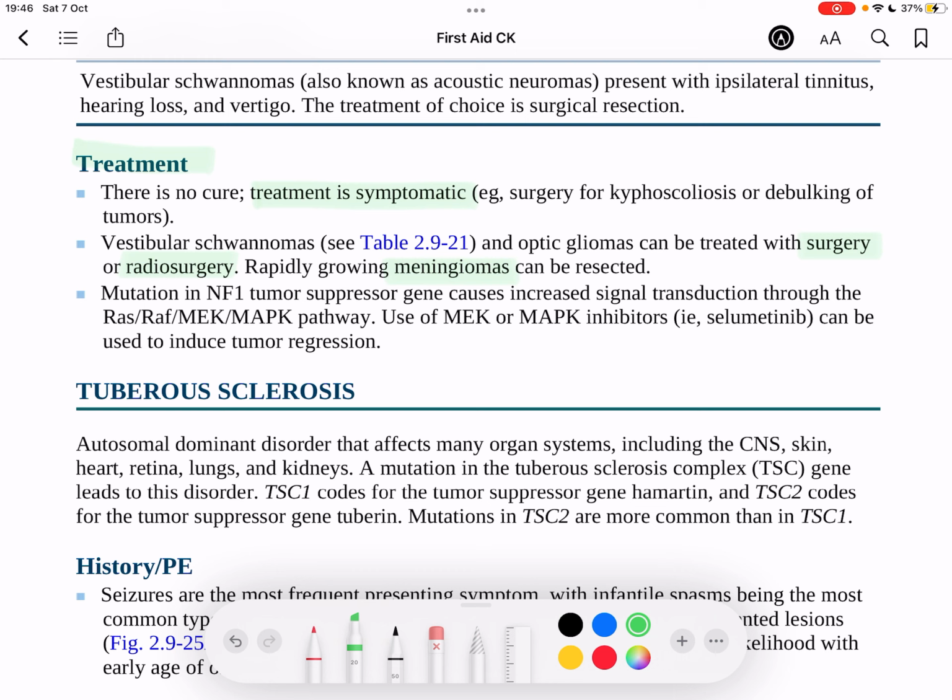There is actually some more medical therapy that is being introduced now. Mutations in the NF1 tumor suppressor gene causes increased signal transduction of the RAS, RAF, MEK, and MAP kinase pathway. I mentioned this at the beginning. So we can actually use MEK and MAP kinase inhibitors such as selumetinib, and this can actually induce tumor regression.